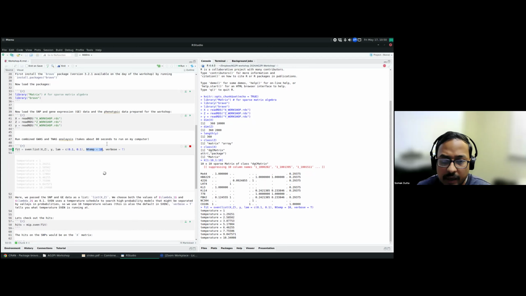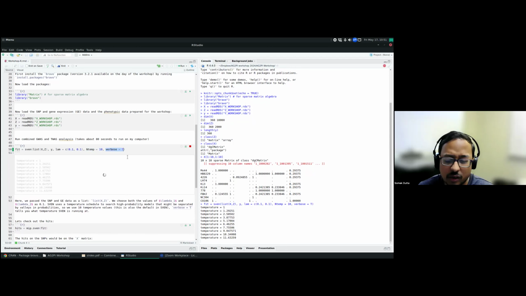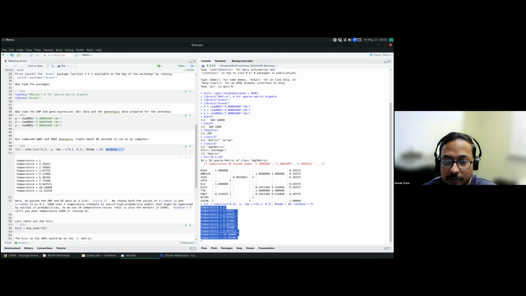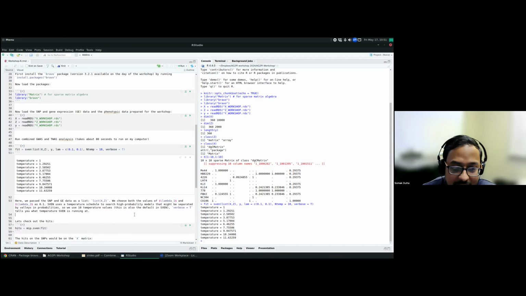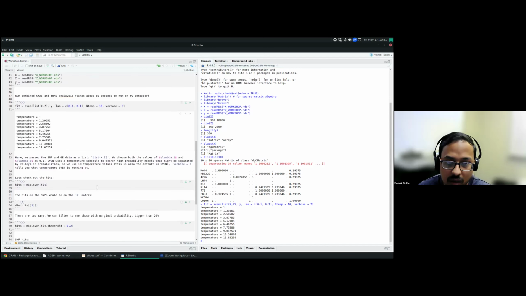And the last argument is 10. True. So this is verbose. Verbose equals 2 just tells you which temperature SVEN is currently working at. There are 10 temperature values, so it should give 10. It just helps me see that something is happening and that it's not just stuck at something. So just something to keep me interested.